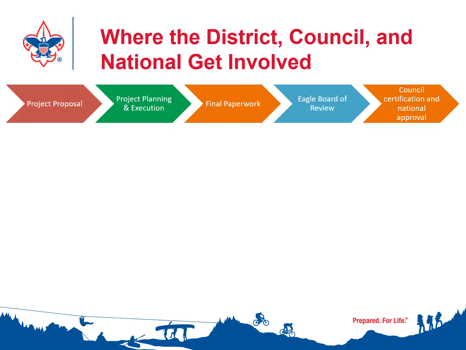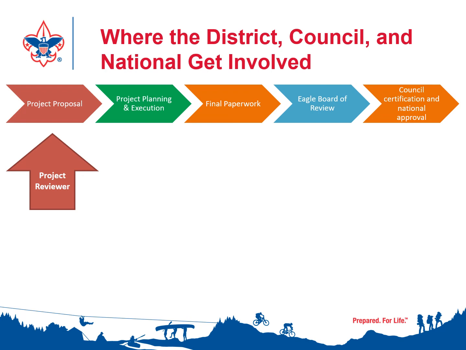Okay, so let's go through this process again. The scout is working with the unit and the beneficiary to identify a project. Once they've identified a project, they write up a proposal. The unit signs it, the scoutmaster signs it, and the beneficiary signs it. Once those folks have signed the proposal section of the workbook, the scout goes to the project reviewer at the district level and requests review of the proposal. The district reviewer will review the proposal, and if okay, will sign the proposal. At that point, the scout can start working on the project.